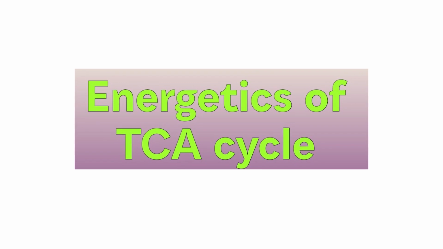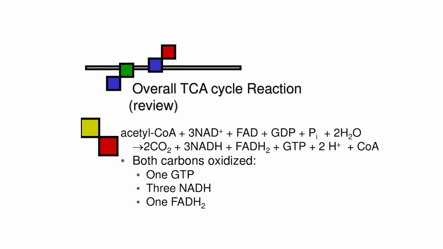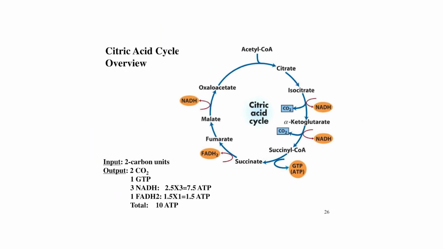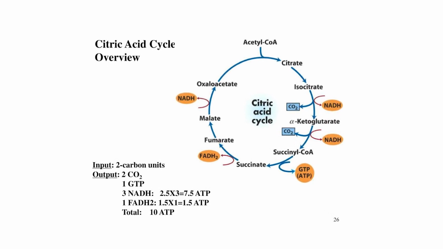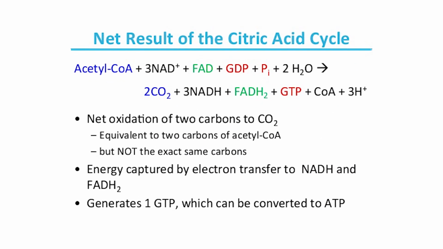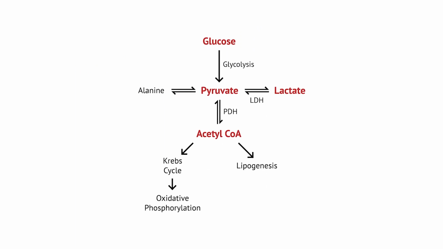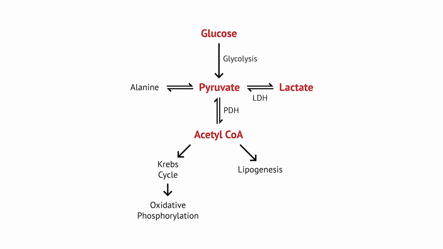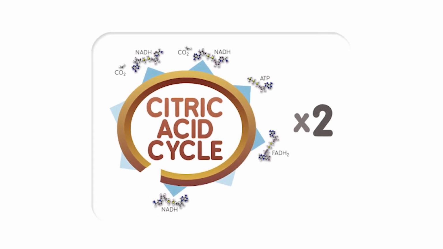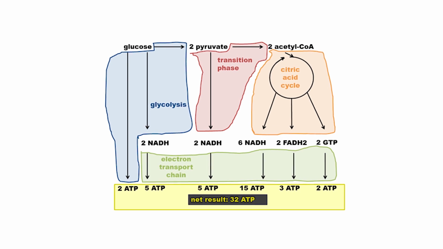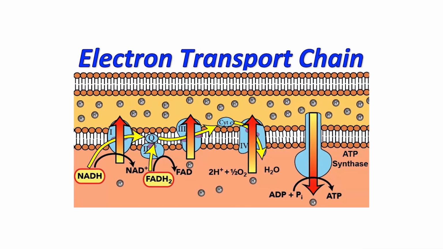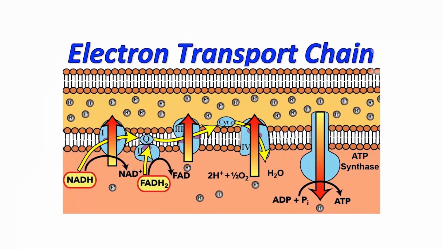Next comes the energetics of TCA cycle. Each cycle produces 2 molecules of carbon dioxide, 3 molecules of NADH, 1 molecule of FADH2, and 1 molecule of GTP. GTP is energetically equivalent to ATP. Each molecule of glucose produces 2 molecules of pyruvate, which in turn produce 2 molecules of acetyl coenzyme A. So each molecule of glucose produces 6 molecules of NADH, 2 molecules of FADH2, and 2 molecules of GTP. These carriers will connect with electron transport chain to produce further ATP molecules.